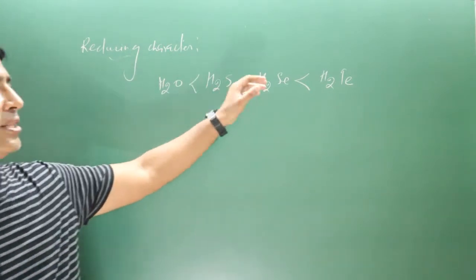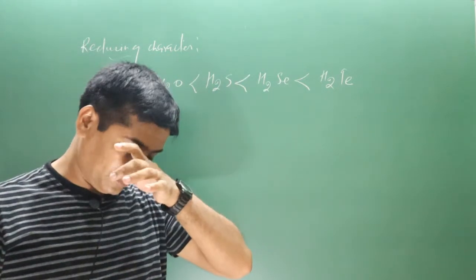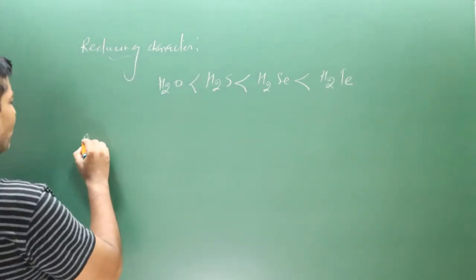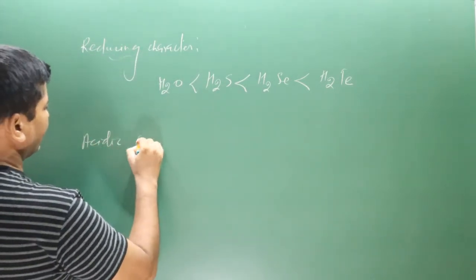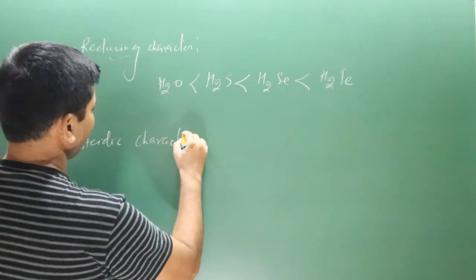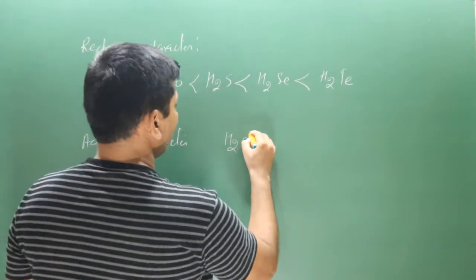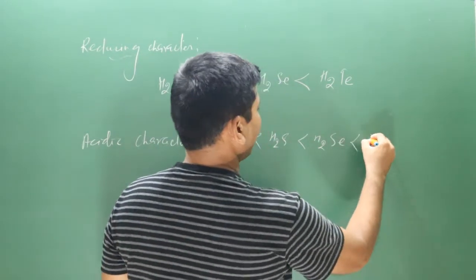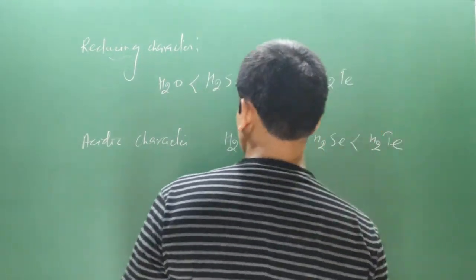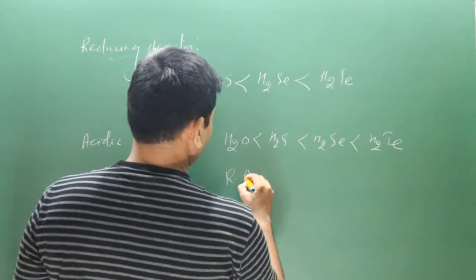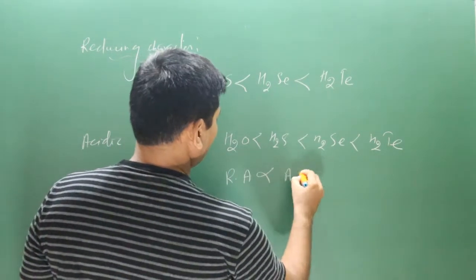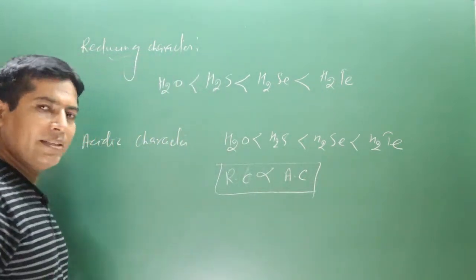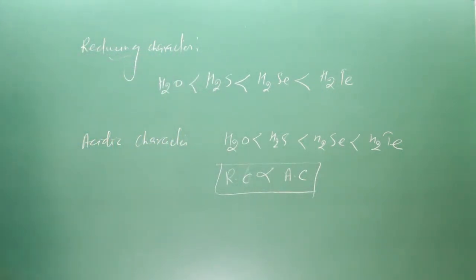And since they have the tendency to release hydrogen, their acidic character will also be increasing. When we talk about acidic character, the same trend is there: H2O, H2S, H2Se, and then H2Te. Reducing character is directly proportional to acidic character. As the acidic character increases, the reducing character also increases.